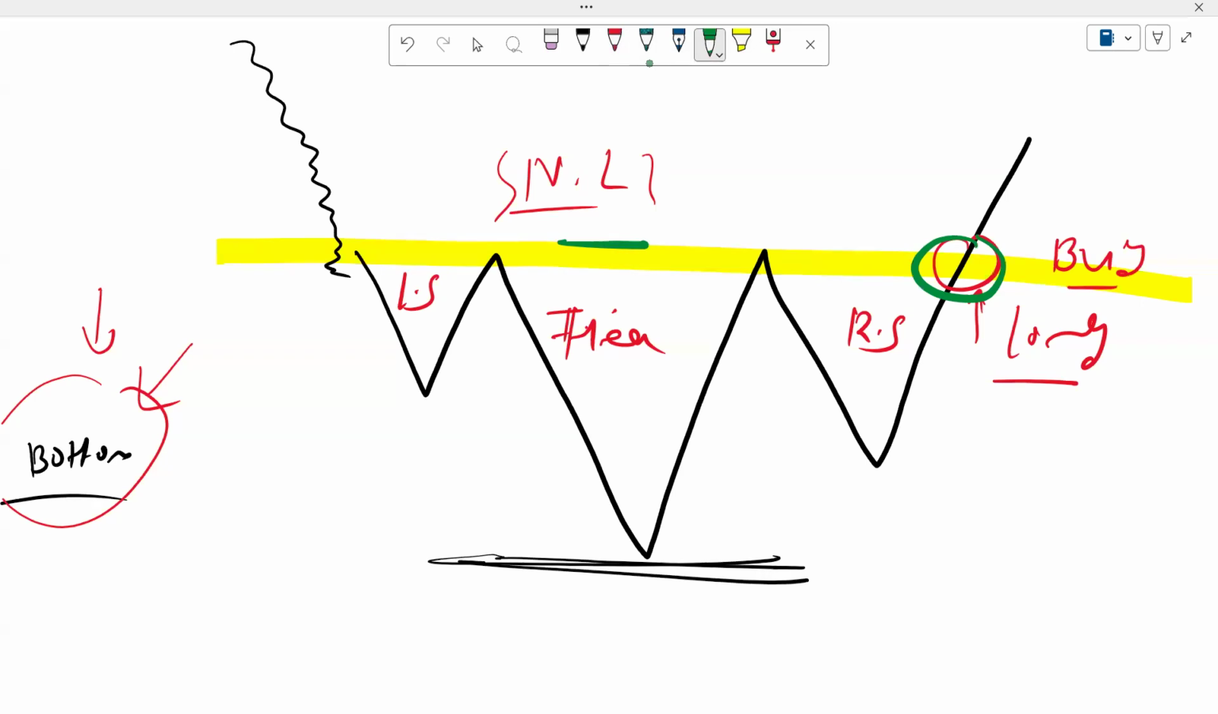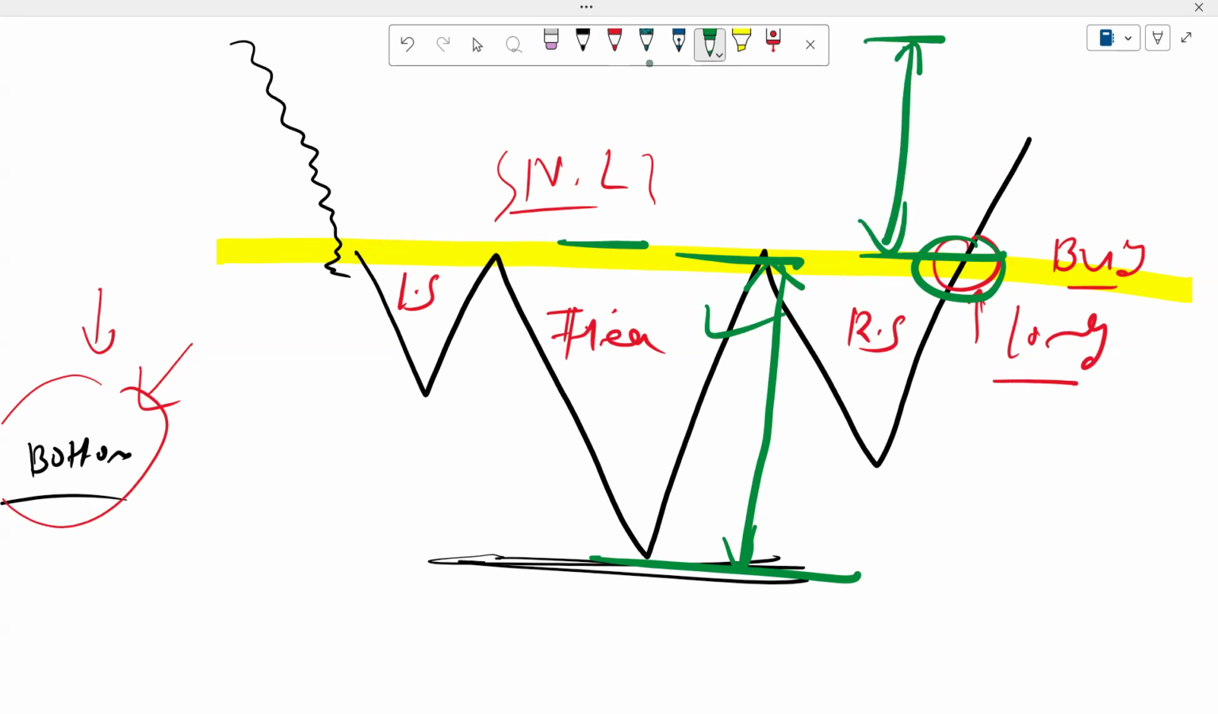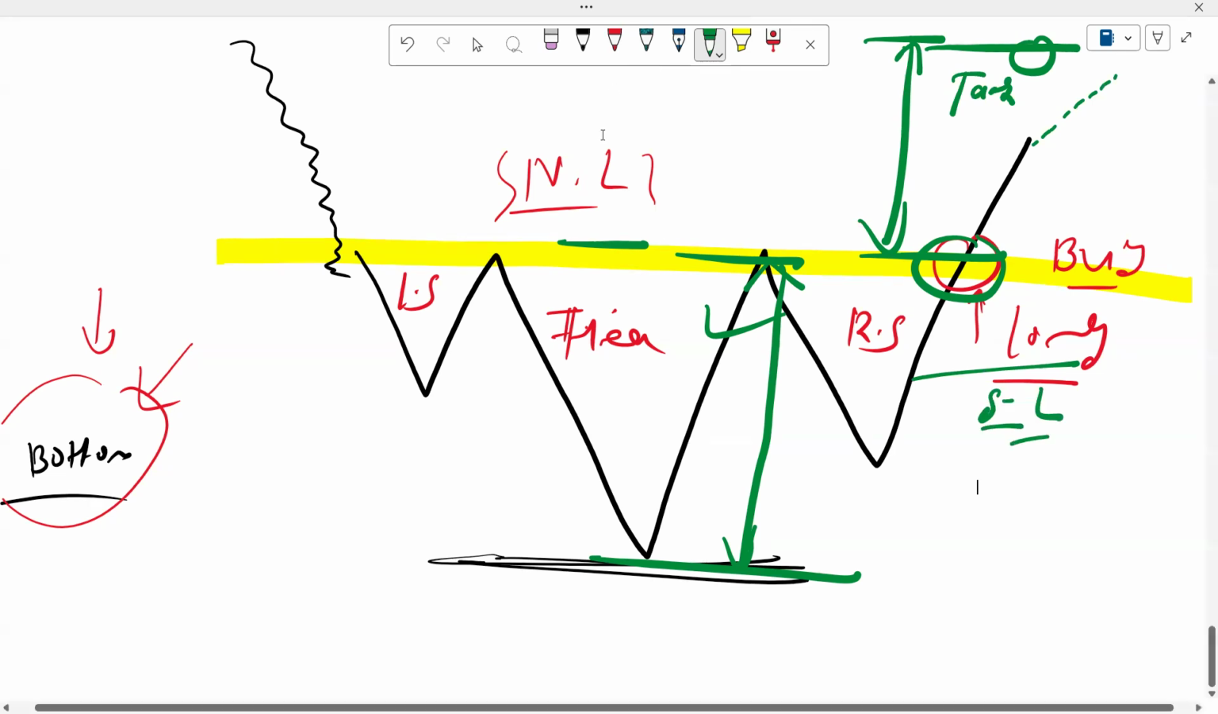What target will you keep here if you are buying? So this length, exactly this length, put it on the upper side. Just measure this length, put it on the upper side. At this point, at least the market can go up. So this will be your target, or put SL in this area. Okay, I hope these two patterns, very important and very famous patterns in the market, are clear.